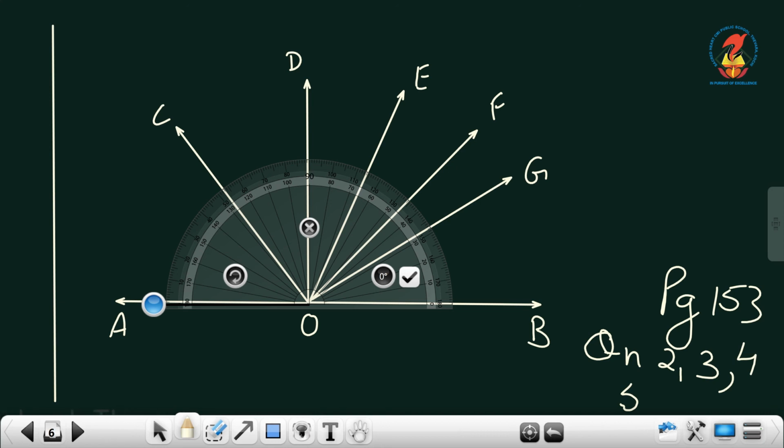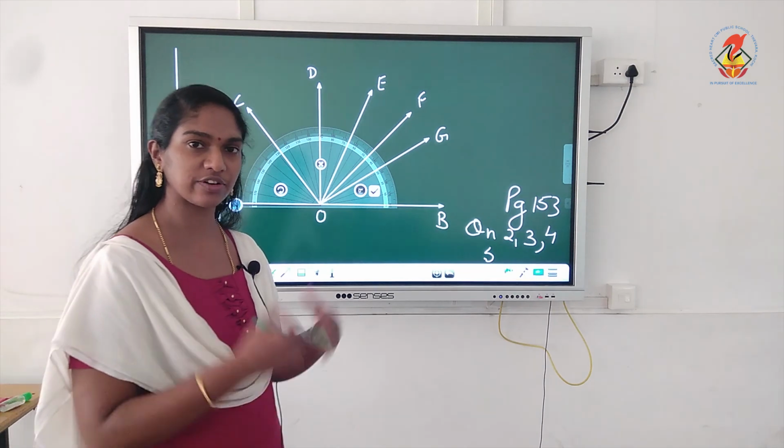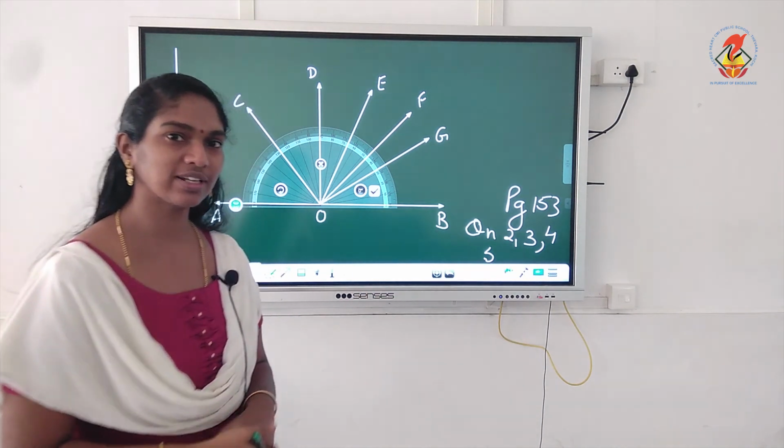Okay, children? So with this, the chapter is over. Practice more questions by using your protractor. Try to draw many angles. Okay, children? Thank you.